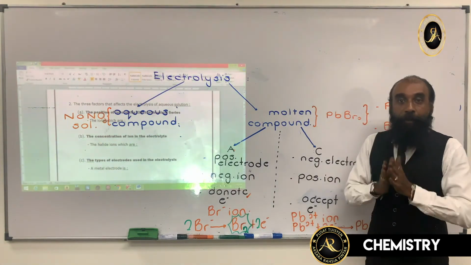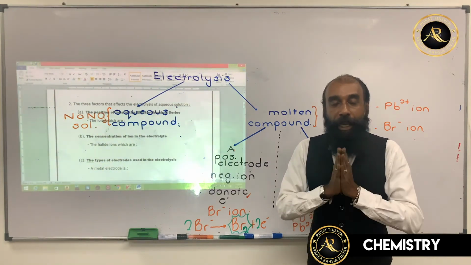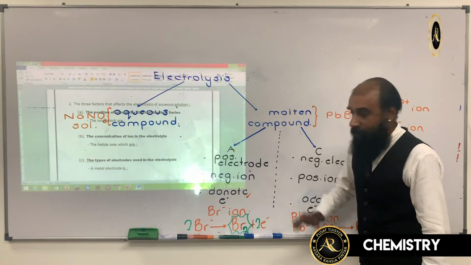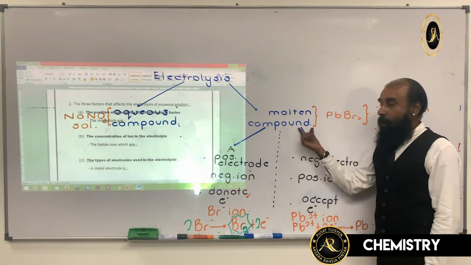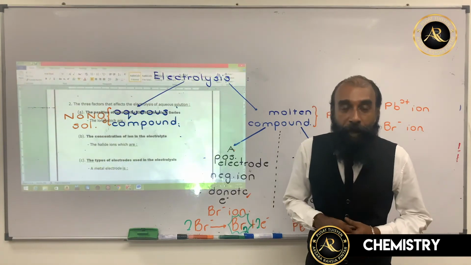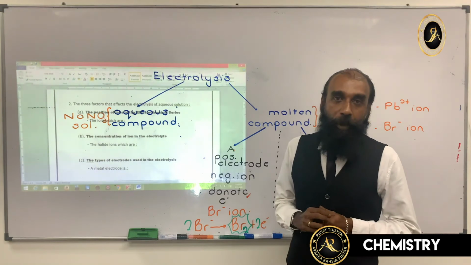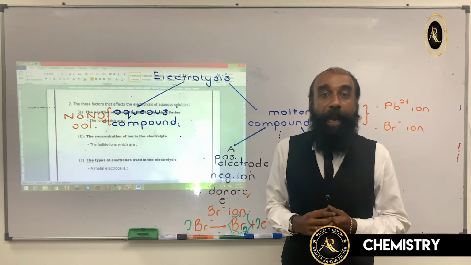Okay, for remembering molten compound electrolysis, kindly remember these concepts, so it will make it easy for you to understand. In the coming program, we're going to study aqueous compounds and their electrolysis, which has 3 factors for aqueous compounds.